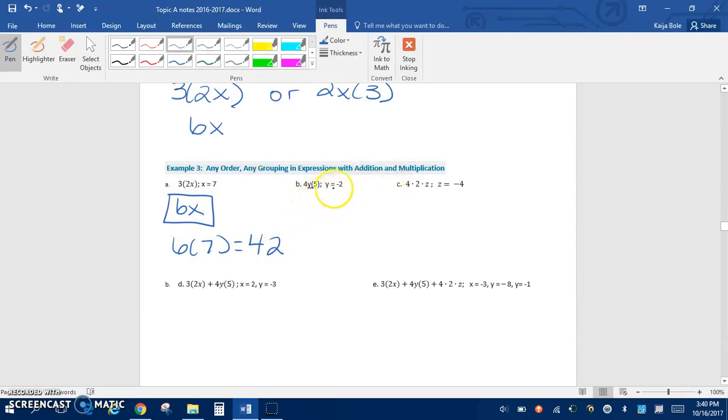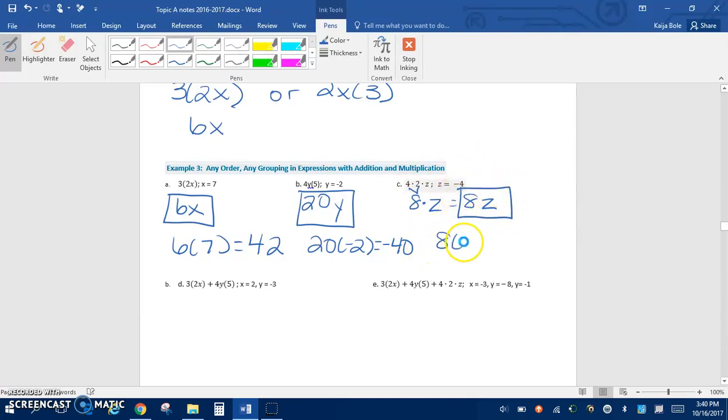Part B is 4y times 5, so 4 times 5 is 20, bring down the y, and then we need to evaluate when y is negative 2, so we have 20 times negative 2, gives us negative 40. Now here we've got a few things going on. So first we're going to do the 4 times 2, which gives us 8 times z, which is just 8z. And then evaluate when z is negative 4, so we're going to do 8 times negative 4, which gives us negative 32.